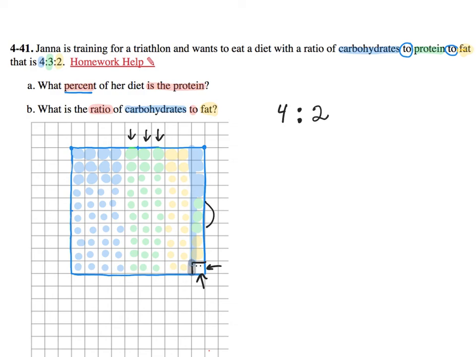Now could we reduce that? Yes, we could. If you write it as a fraction, we can say 4 carbs, abbreviated, over 2 fat, and then how does that reduce? Go ahead and finish that problem on your own.